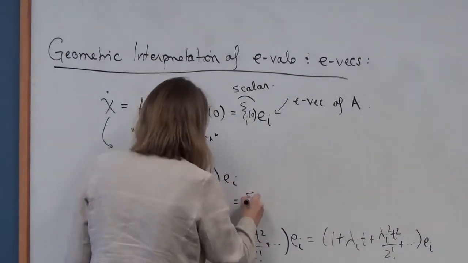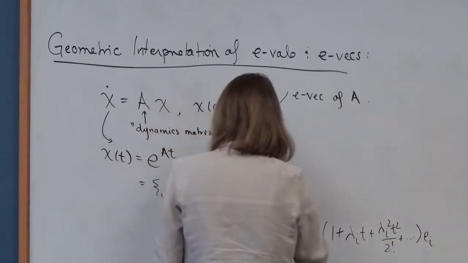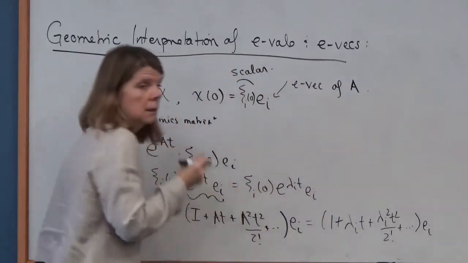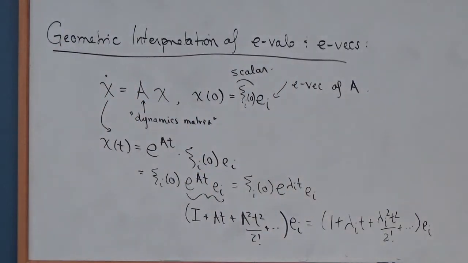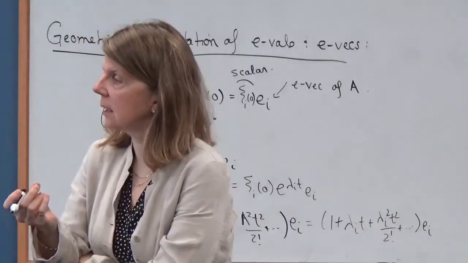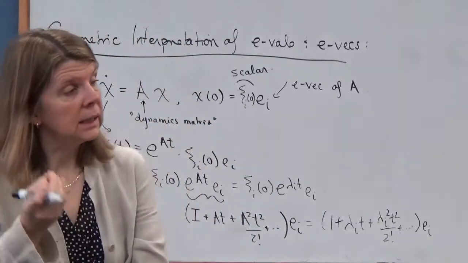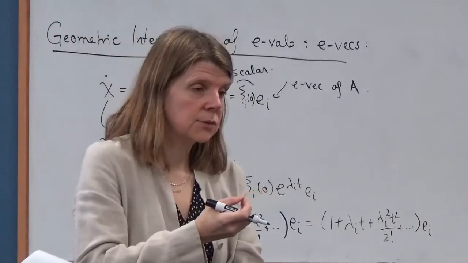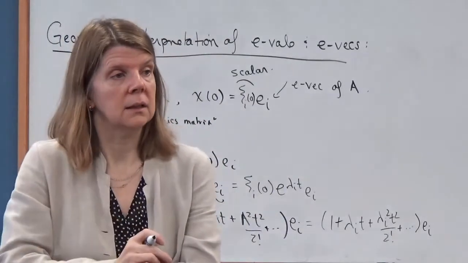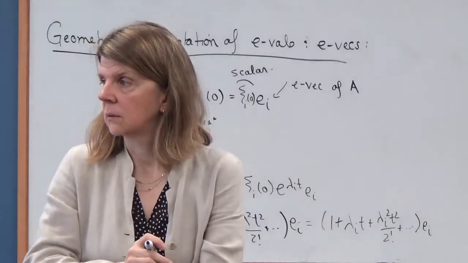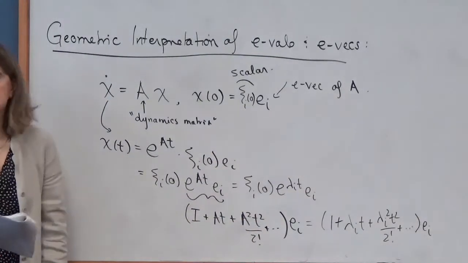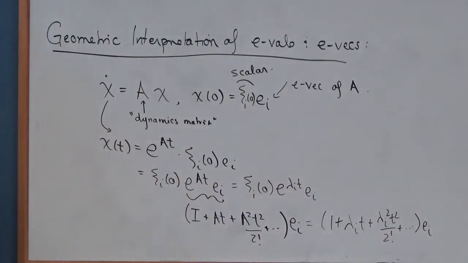So that's just c_i0 times e to the lambda_i t, times e_i. If e_i is an eigenvector of the matrix A corresponding to eigenvalue lambda_i, then e_i is an eigenvector of the matrix e to the At corresponding to eigenvalue e to the lambda_i t. And we proved that somewhat informally just using the infinite series expansion of e to the At.